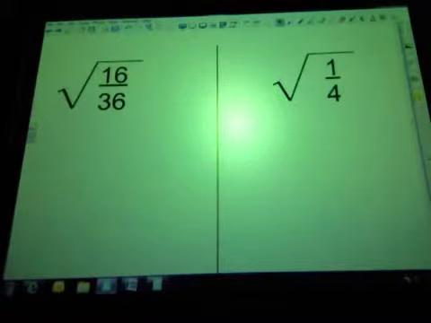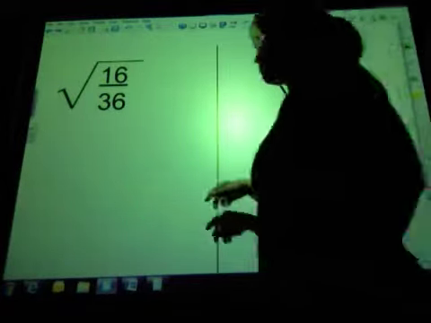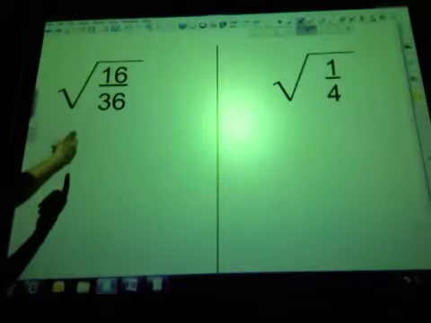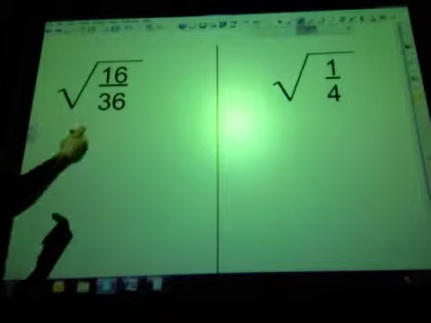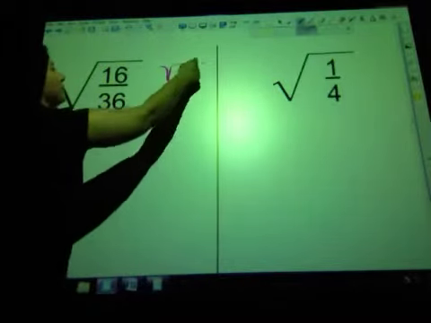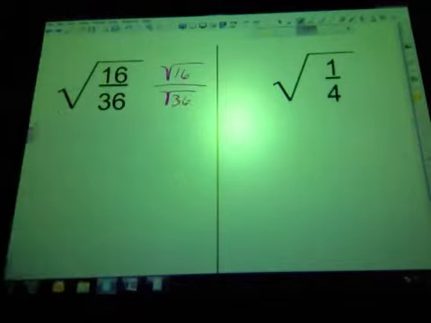So when we're doing square roots of fractions, in order to simplify these radicals, we can just break down the fraction into two different parts. We're going to put the square root on both parts of the fraction. I guess that's what I need to say.